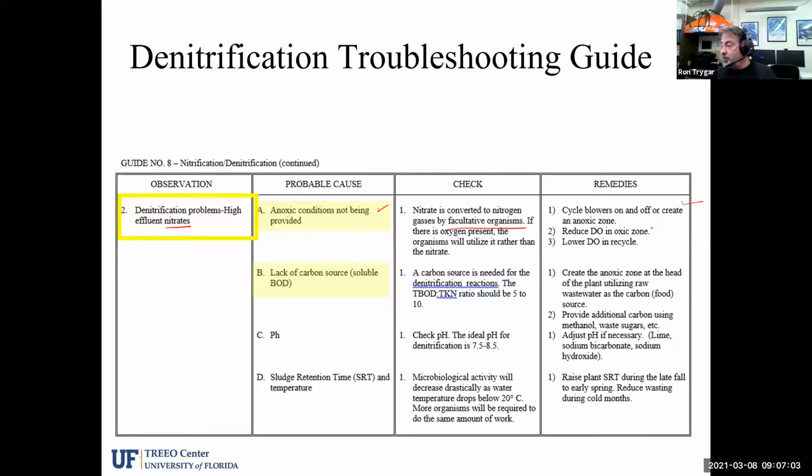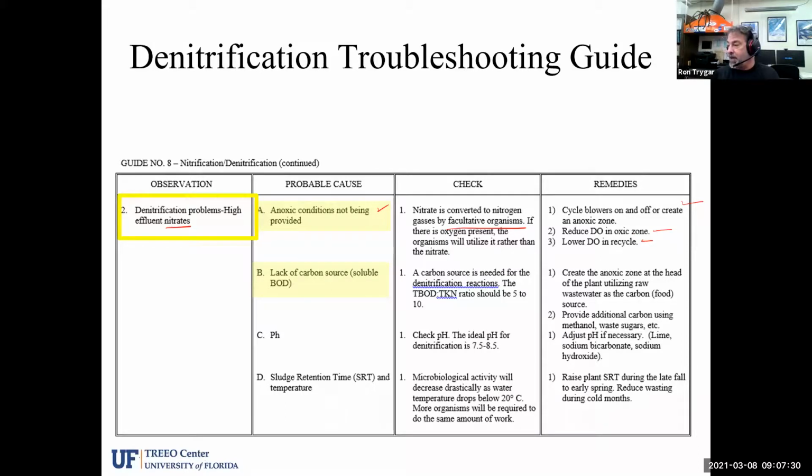Make sure you reduce the DO in the oxic zone if it's too high. If you're carrying way too much oxygen in the aerated portion, you could be recycling too much DO back into the anoxic zone. And it says lower the DO in the recycle. So that's also part of it, is making sure that the return sludge and the internal recycle doesn't have dissolved oxygen in it.